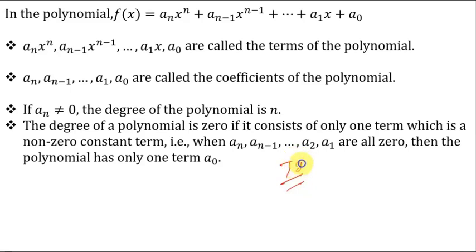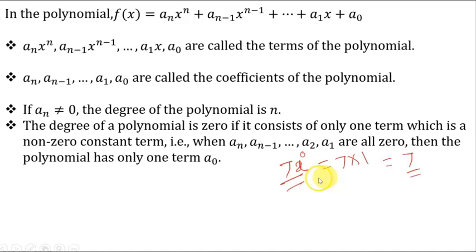How is it 0? That is 7 x raised to 0. That is a x raised to 0. Its value is 1 and hence we can write it as 7 into 1 and we have here only 7. Therefore, the degree of the polynomial is 0. Here the degree of the polynomial is 0. Okay.